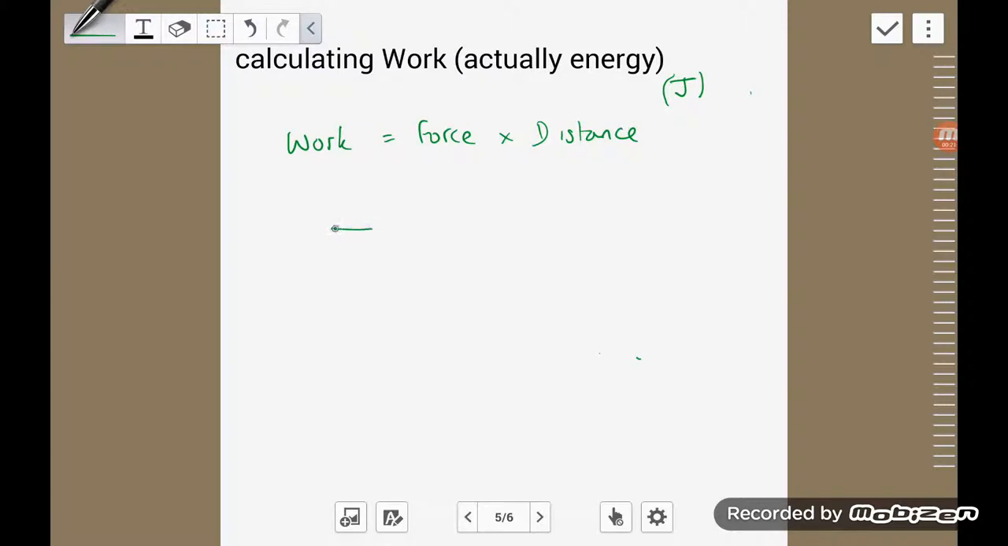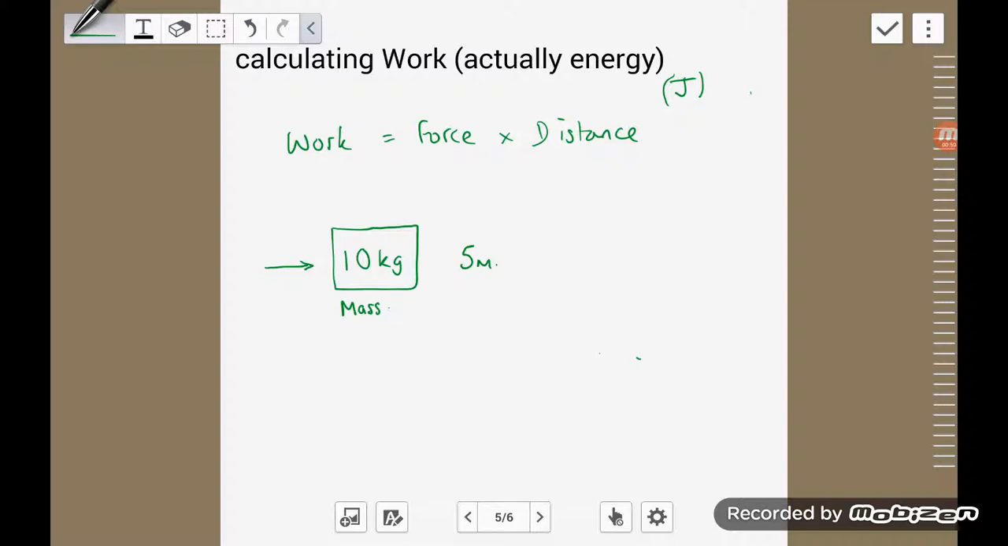And so, if we have a block which is 10 kilograms and somebody pushes it 5 meters, the work done is the force times the distance. Now this is interesting because what we've actually been given here is the mass. And so how do we turn mass into a force?